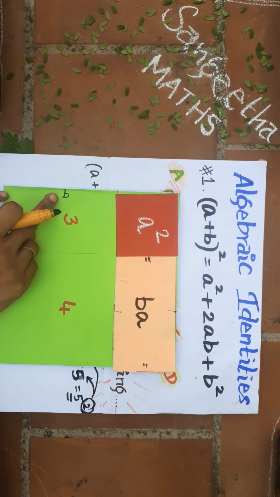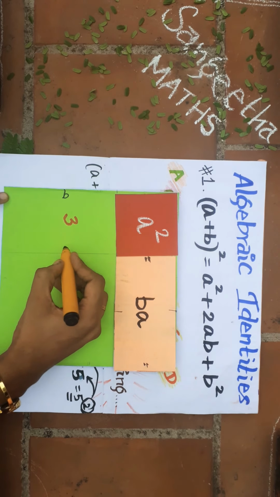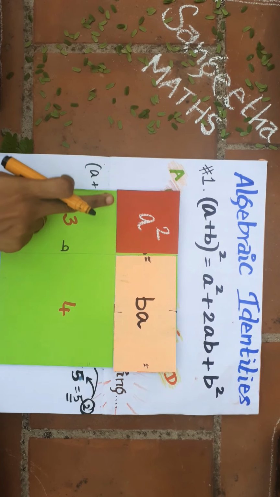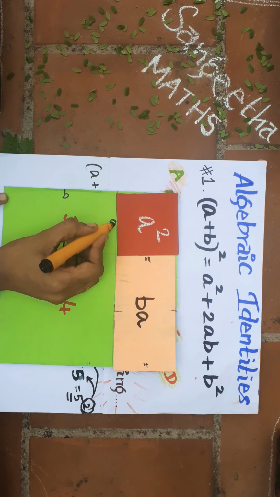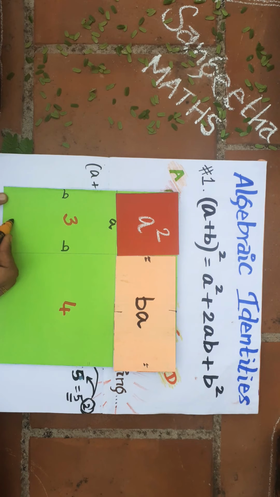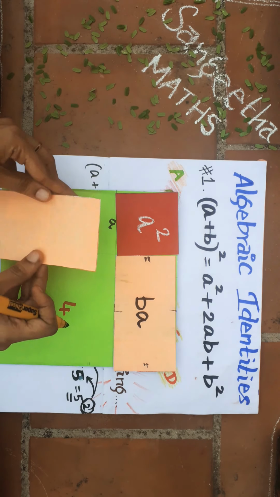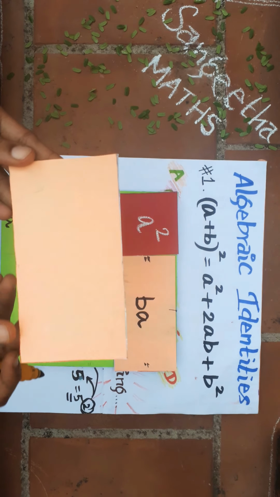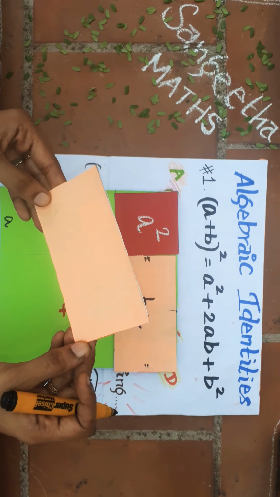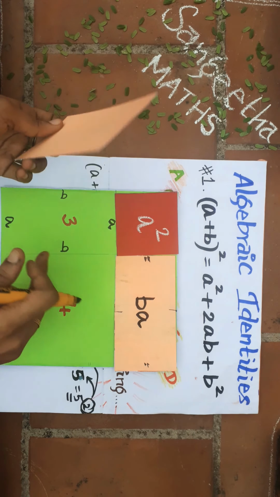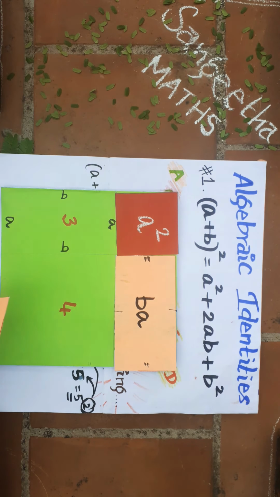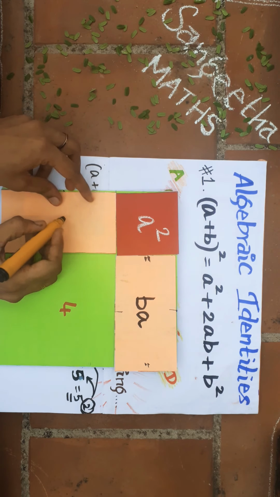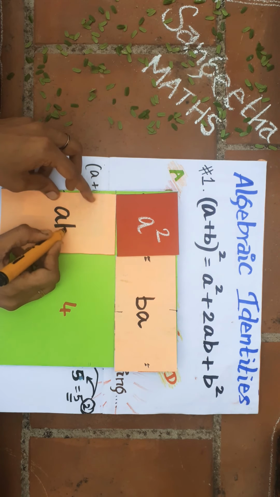Now this is B and the opposite side would also be the same, so it is B. What is this side? This is A, and the opposite side is also A. Now let's see the area of this third part. Again it's a rectangle. Area of a rectangle is length into breadth. Here the length is A, breadth is B. So I will write it as AB.